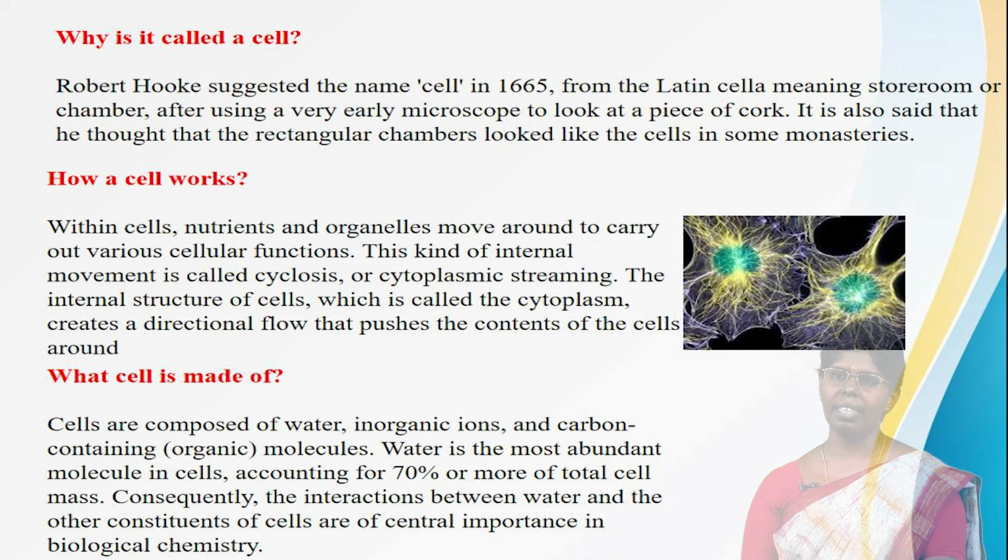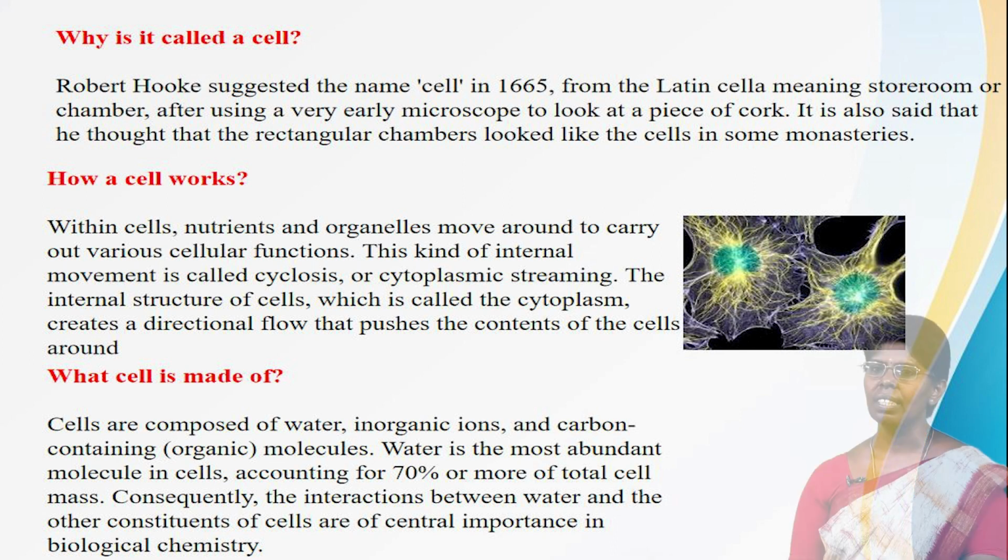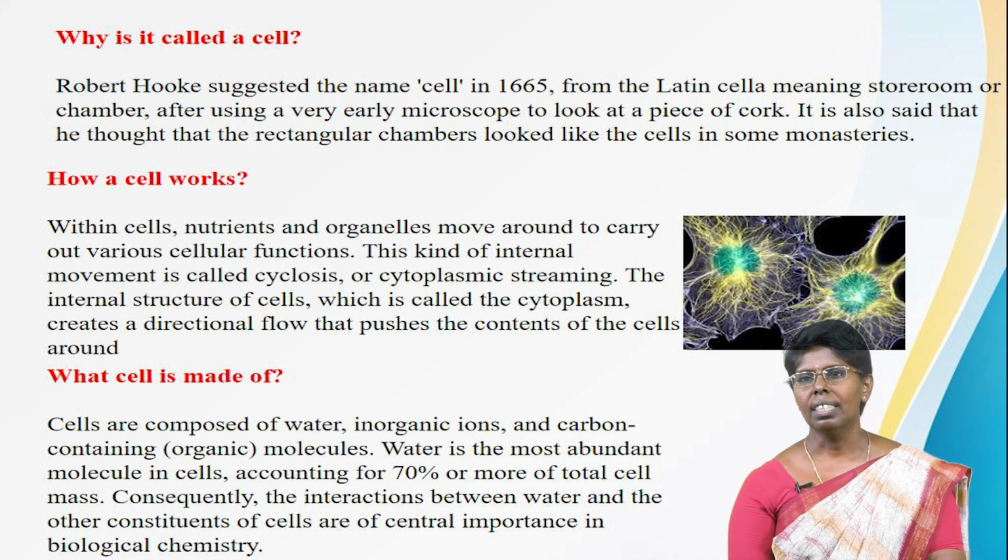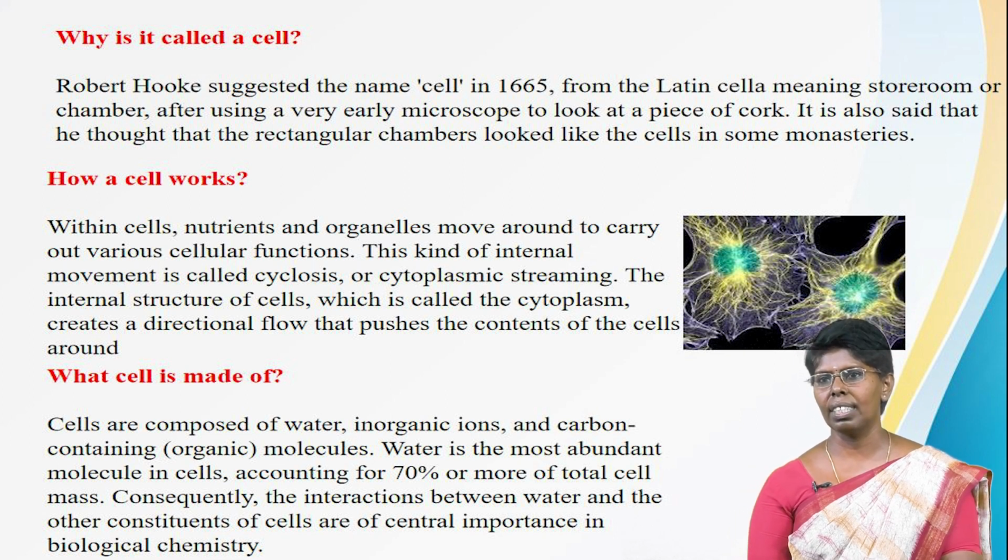What is a cell made of? Cells are composed of water, inorganic ions and carbon-containing organic molecules. Water is the most abundant molecule in cells, accounting for 70% or more of the total cell mass. Consequently, the interactions between water and the other constituents of the cell are of central importance in biological chemistry. This is what composes the cells.